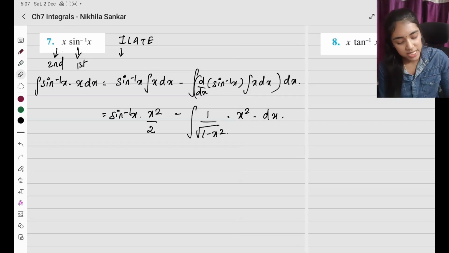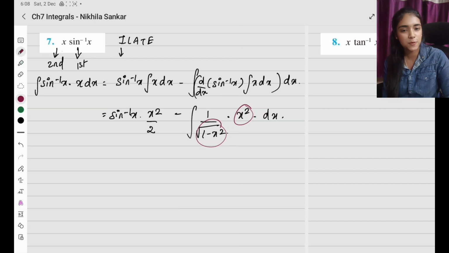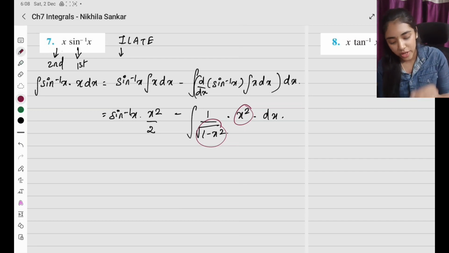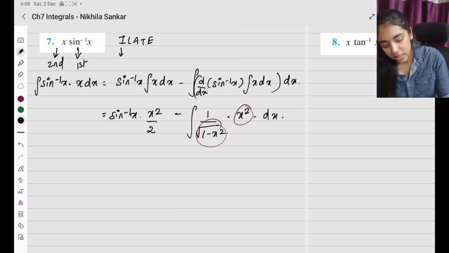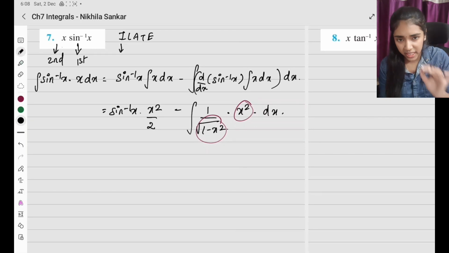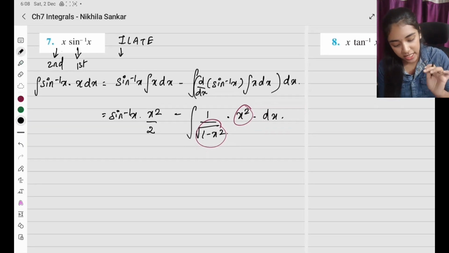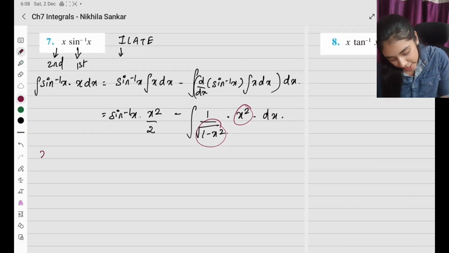Okay, but you see that you have x square here and square root of 1 minus x square. So this becomes a little difficult to solve. So every time you need not take the sine inverse function just like that. We can make a substitution in the beginning. So inga enna substitution panna poren? I'm going to write x equals sine theta.